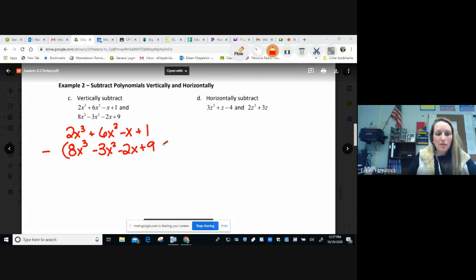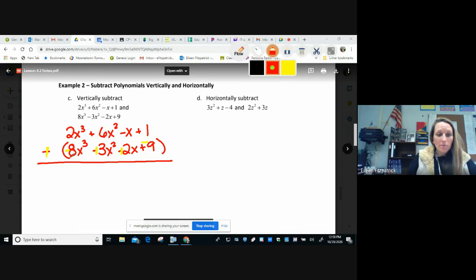Now, oftentimes I see students make mistakes when subtracting. So what you actually could do is turn this into an addition problem by adding the opposite of everything. So that means I'm going to turn this into addition, change this into a negative, change this into a positive, change this into a positive, and change this into a negative. Okay, so that's what I prefer doing, but that's kind of up to you.